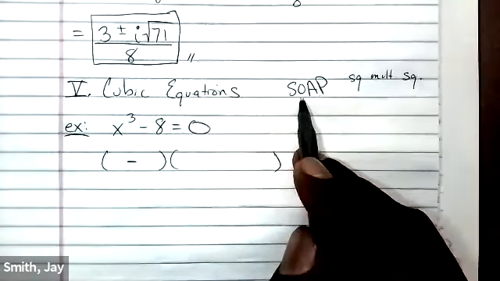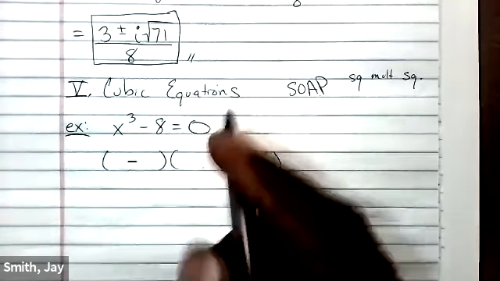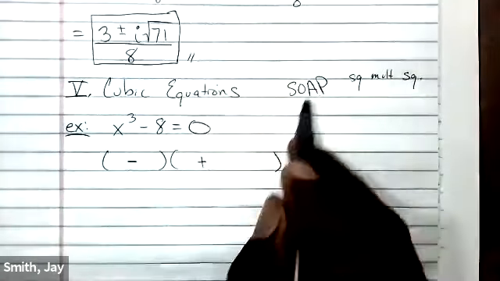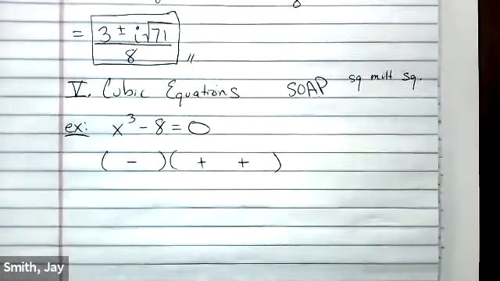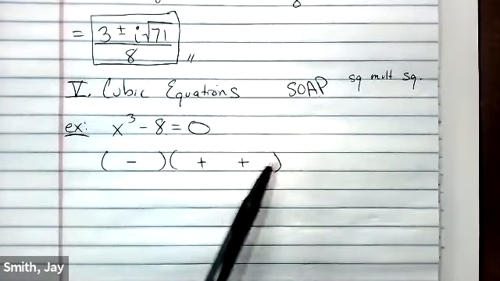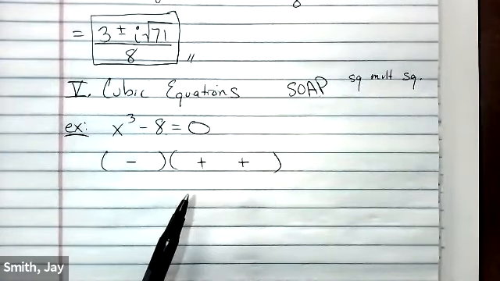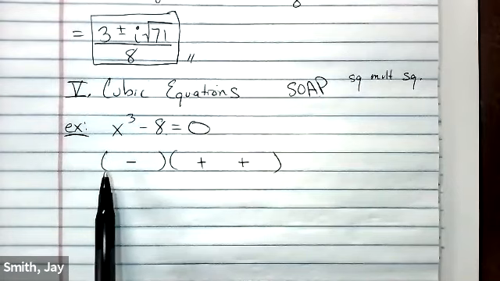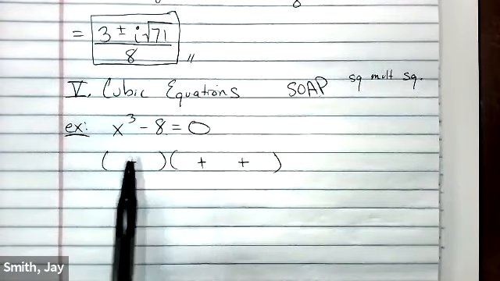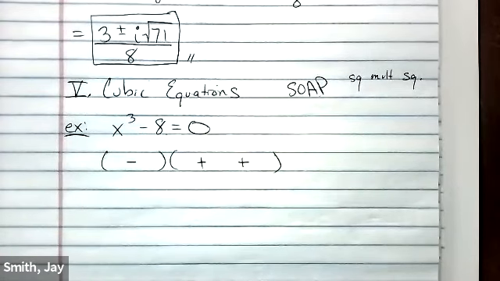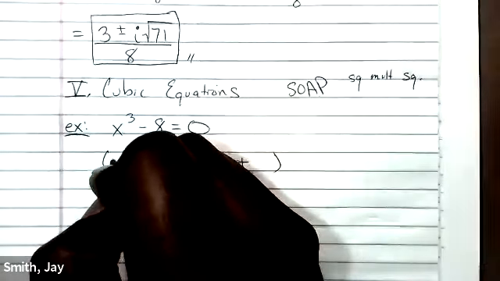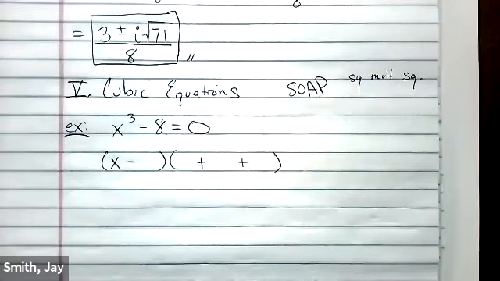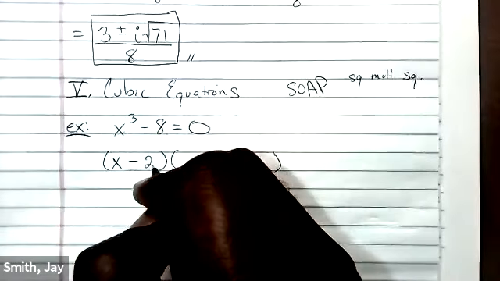The second sign is always going to be the opposite. So if we started with a minus, the second sign is going to be a plus. Third sign, always positive. So this handles all of our signs in the completely factored form. Now we want to fill in that first binomial by taking the cube root of our original problem's elements. So the cube root of x cubed is just going to be x. Cube root of 8 is going to be 2.